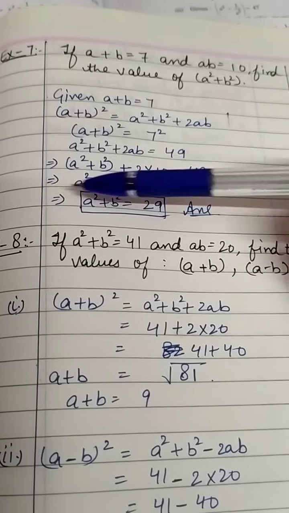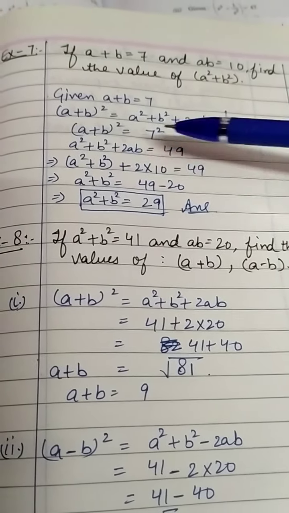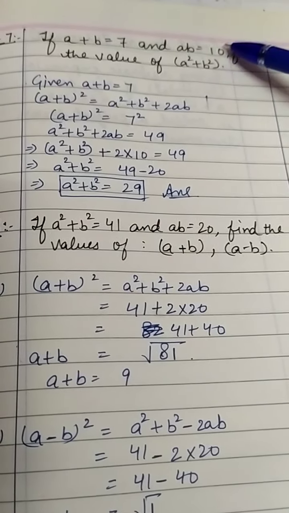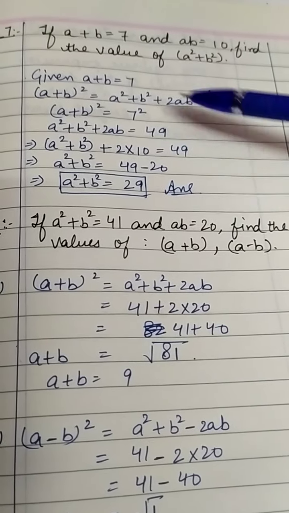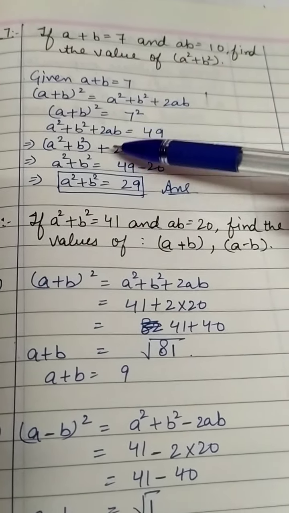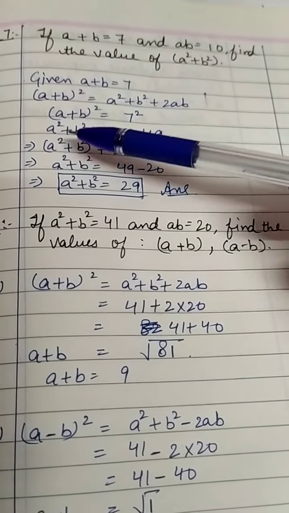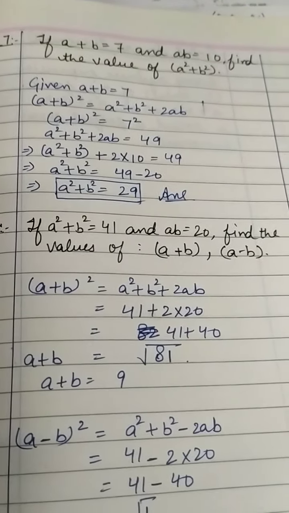So children, we will write a square plus b square as it is, and the value of ab has been given to us. So 2 into 10, equals to 49. So this will be 20, and when this 20 comes here, it will become 49 minus 20.